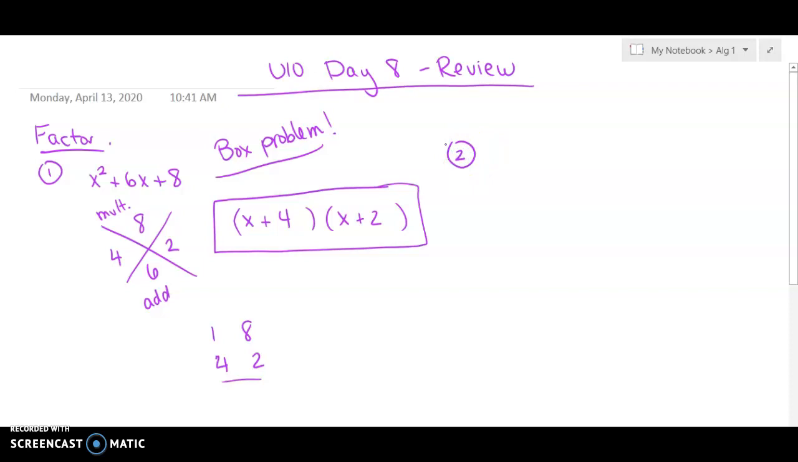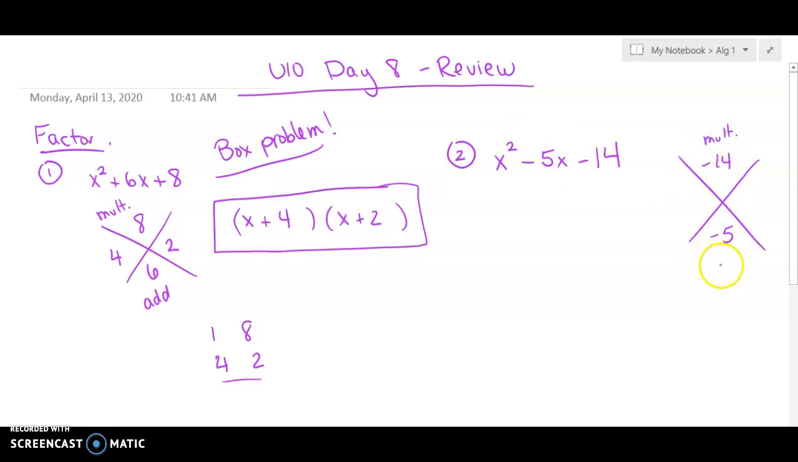Let's try another one. So let's say that you have something like x squared minus 5x minus 14. Okay, so we got to figure out how to factor this. It's not equal to 0. It doesn't say to solve. We're just doing a box problem. It's in descending order. We want to make sure that the two numbers we come up with multiply to be negative 14 and add to be negative 5.